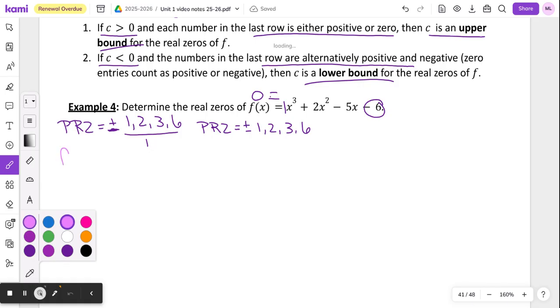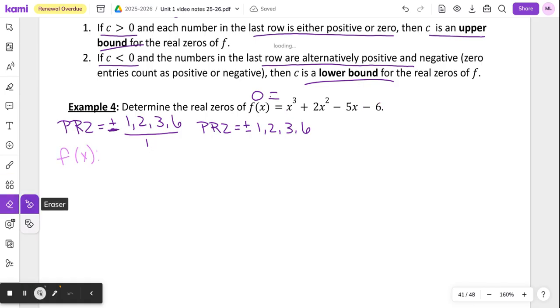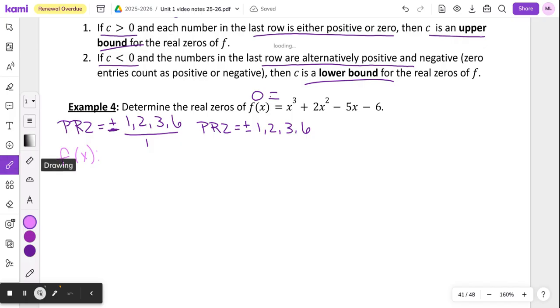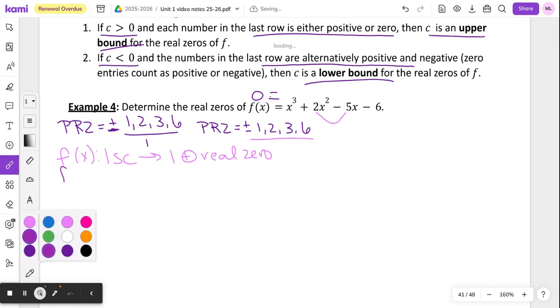Then we would use Descartes. We would look at f of x. How many sign changes do we have for f of x? It goes positive, positive. Oop, there's a negative, to a negative. So there is one sign change. That means there is one positive real zero. It might be on this list of 1, 2, 3, 6. It might be irrational, but there is one.